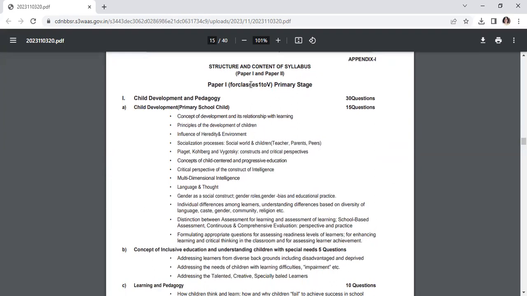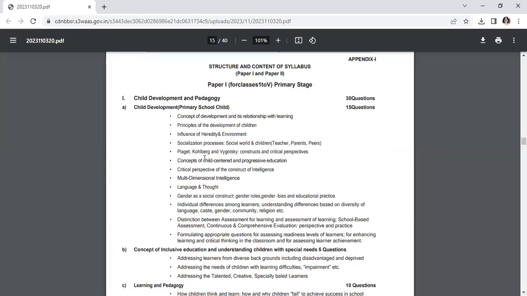Structure and the content of the syllabus, Paper 1 and Paper 2. Paper 1 for classes 1st to 5th, primary stage. Child development and pedagogy: child development, primary school child, concept of development and its relationship with learning, principles of the development of children, influence of heredity and environment, socialization process, social world and children, teacher, parent and peers.